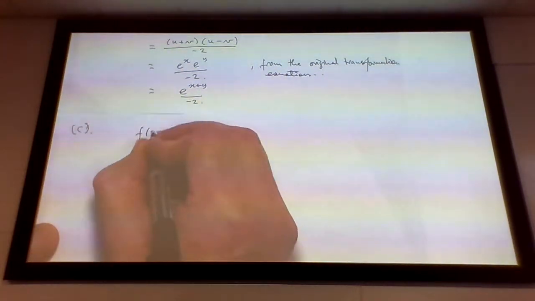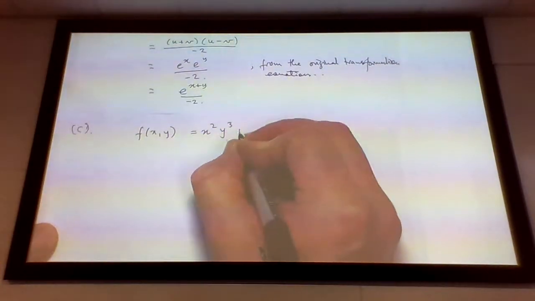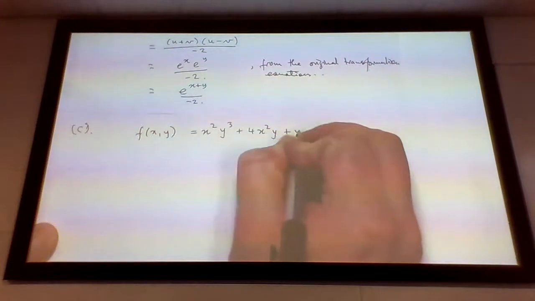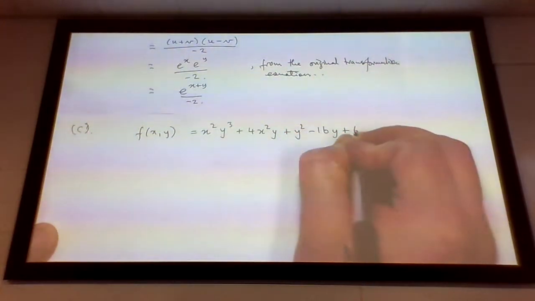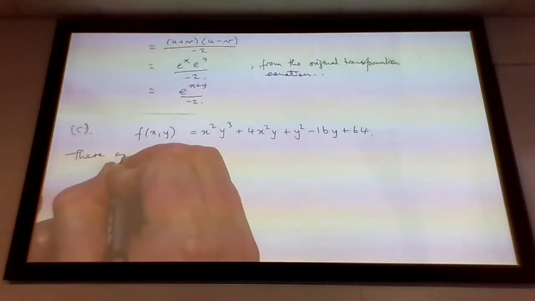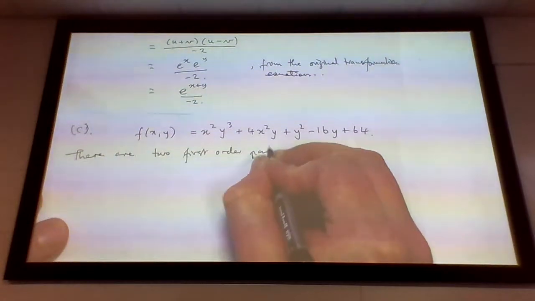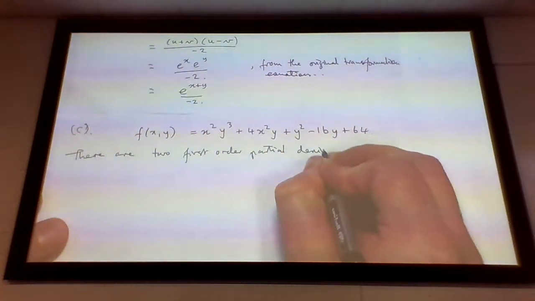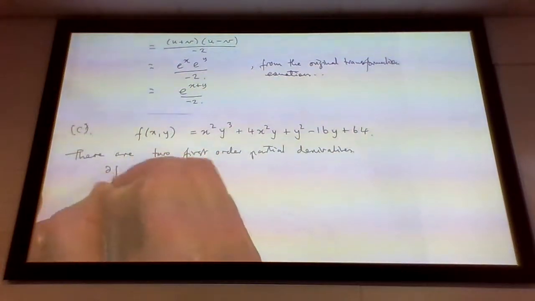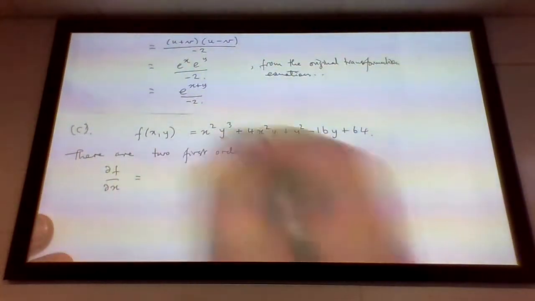So if our function f of xy is x squared y cubed plus 4x squared y plus y squared minus 16y plus 64. So first and second order partial derivatives. So there are two first order partial derivatives, ∂f/∂x and ∂f/∂y. I'm going to carry out each one.